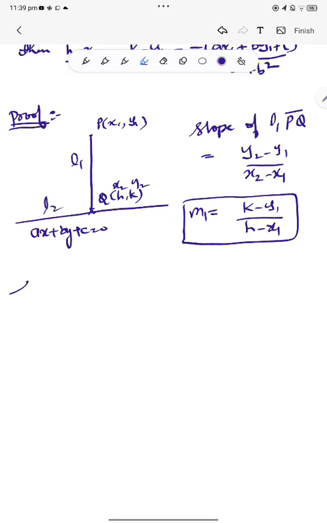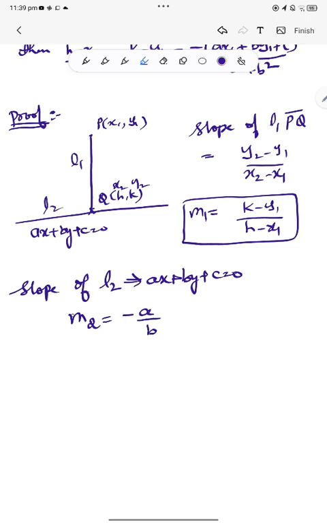Similarly, we will go with the slope of our line L2. For line L2 we have an equation. The equation is ax + by + c = 0. For an equation the slope formula becomes −a/b. This is the formula for the slope when you have the equation with us. So we got the values of m1 and m2.